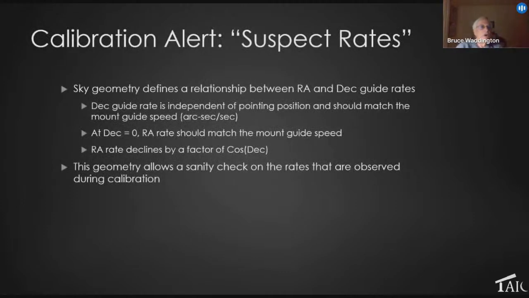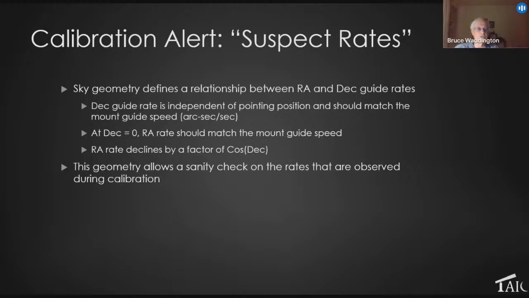So now we can march into a little more complicated stuff. One is, you may get an alert that says the rates don't match, the rates don't make sense, meaning that the Dec and RA guide rates don't make sense. And this comes back to us taking advantage of the basic geometry of the sky. So, you know, it's the spherical geometry of the celestial sphere, which you don't have to know about or care about. But the point is that when you are measuring linear distances, which is what we're doing when we're calibrating, as the scope points closer and closer to the pole, those linear distances decrease. And they decrease by a factor of the cosine of the declination.